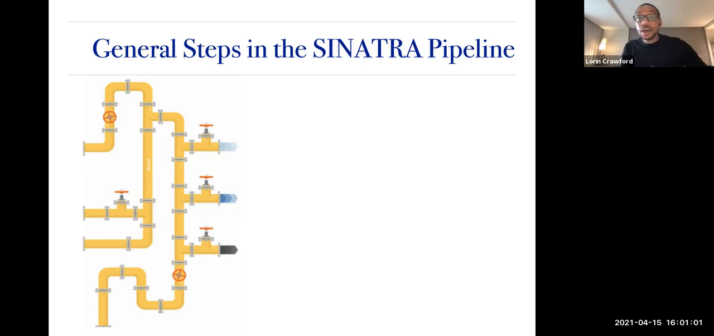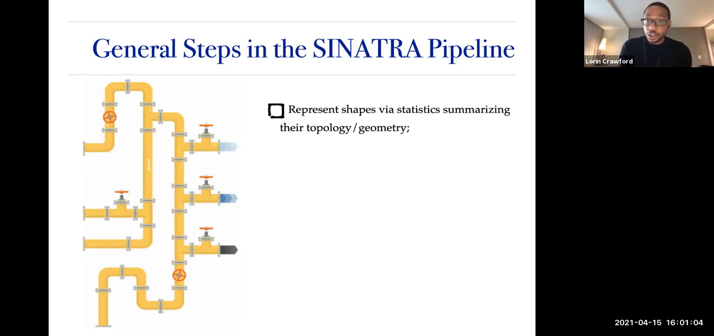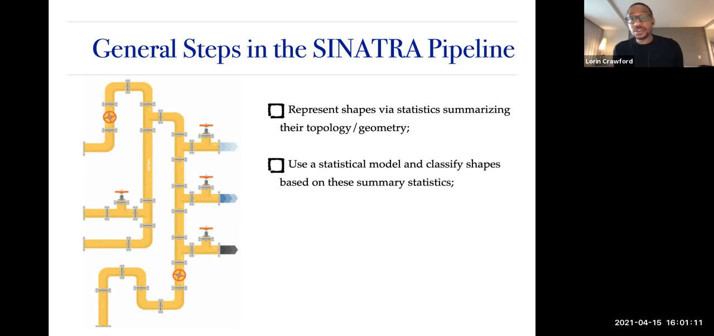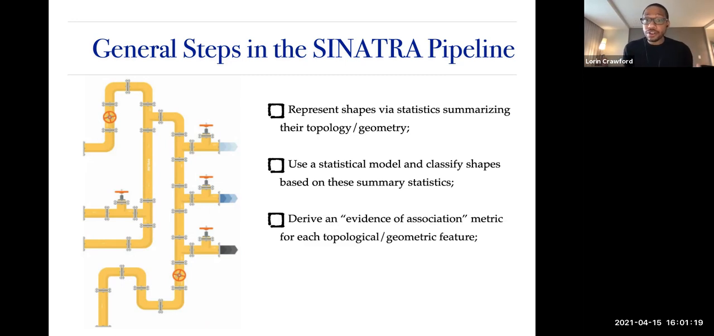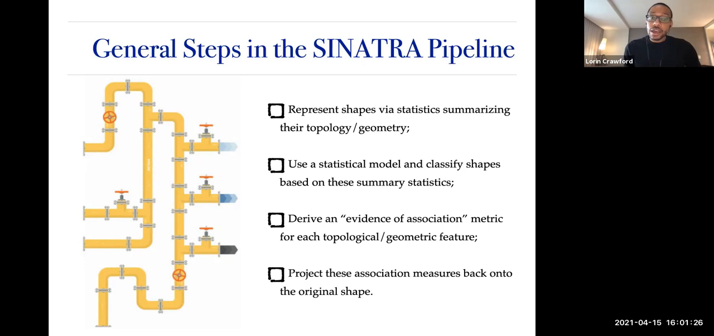So SINATRA's 4 key steps are very simple. We just want to take a shape and represent that shape with summary statistics that summarize the topology and geometry any way that you want to. You want to use a statistical method that classifies each shape based on the summary stats. Again, any one that you want to. We want to derive an evidence of association metric. I'm going to show you this based on RATE, but you can think about inclusion probabilities, the lasso, whatever your favorite method is. And then once you find the significant topological or geometric summary stat features, you want to be able to project those back onto your original object, right? So those are the 4 steps.